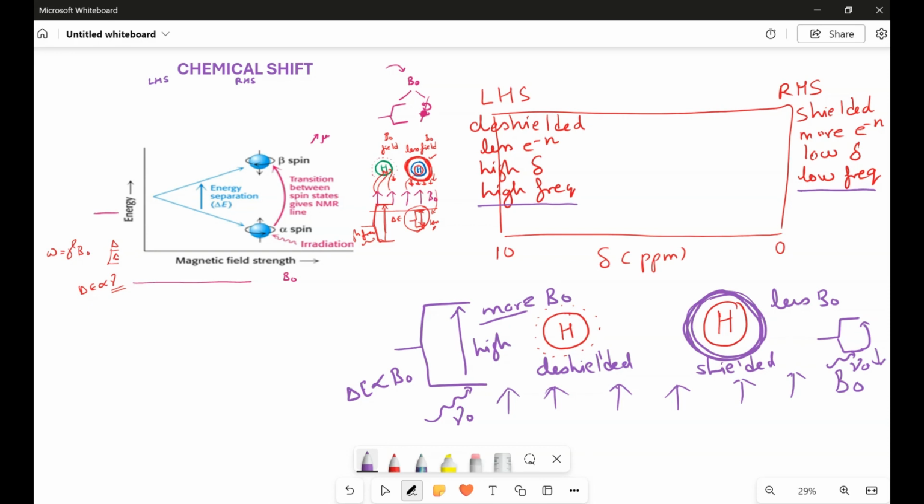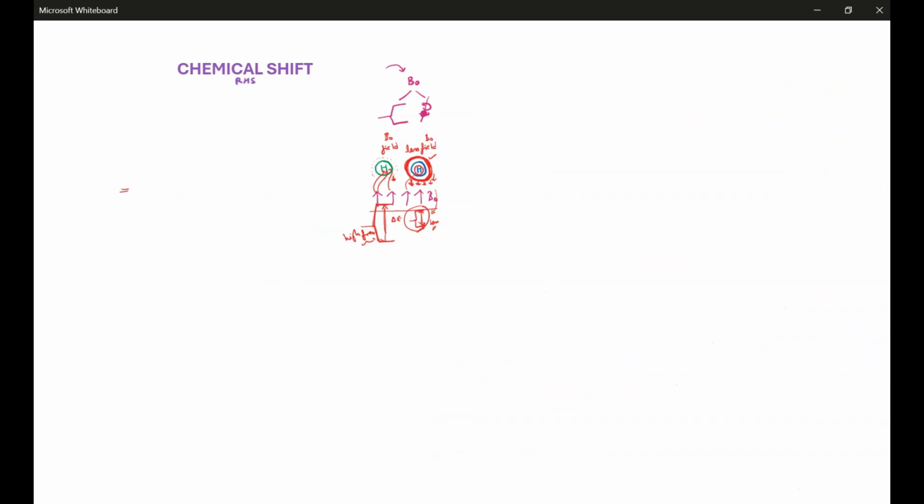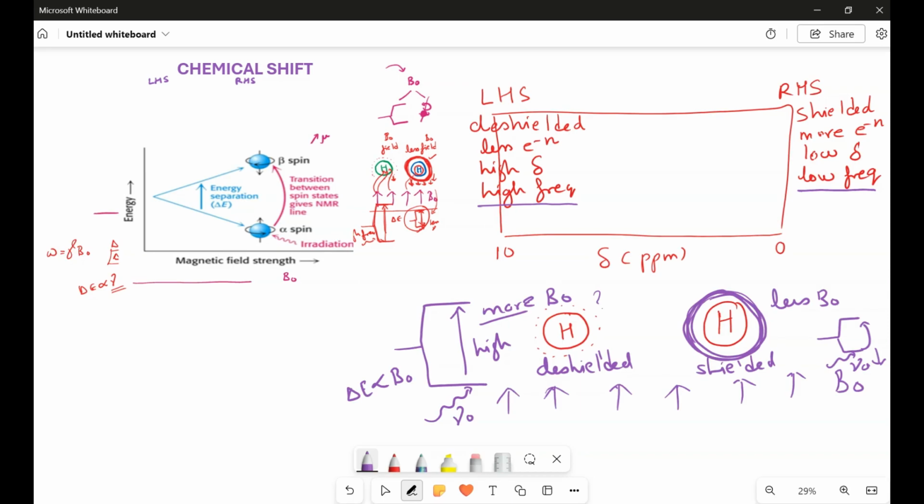So there is a shift in the values of their excitation frequency based on the electrons around them. If I have fewer electrons around them, they will experience more field and require high frequency for excitation. Whereas if they have more electrons around them, they will experience less field and require less frequency. So low frequency for shielded protons, high frequency for de-shielded protons. Now we have done the separation of zones. Zonal separation we have done.